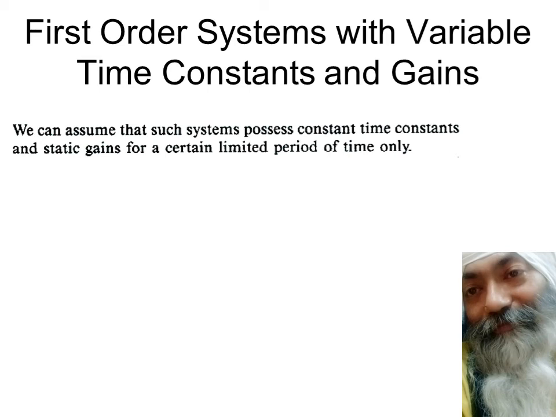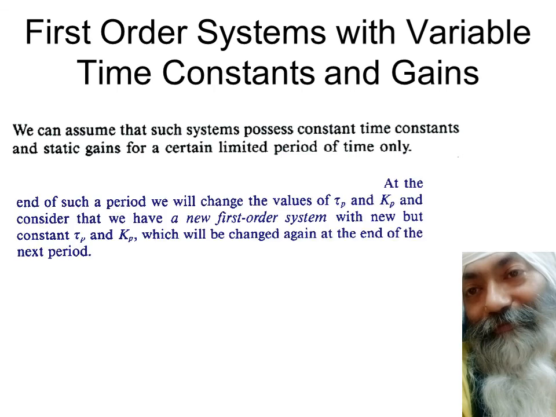So we can assume that such systems possess time constants and static gains that are constant only for a limited period of time. At the end of such a period, when the disturbance is over and everything settles down, we have a value of tau p and kp, and we can assume them to be constant around that time. These are the new first order systems. Once it changes, the tau p also changes and the kp also changes. We go to the new order system with the new tau p and the new kp, and then again we wait for the whole thing.